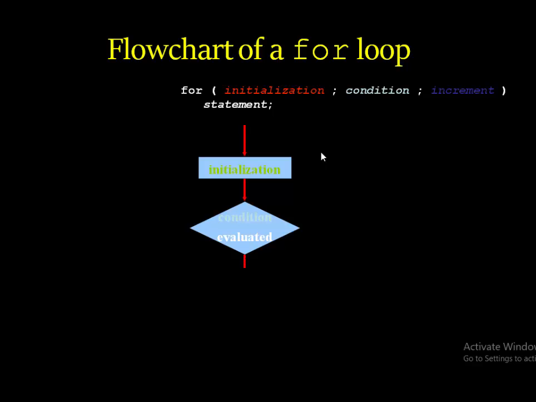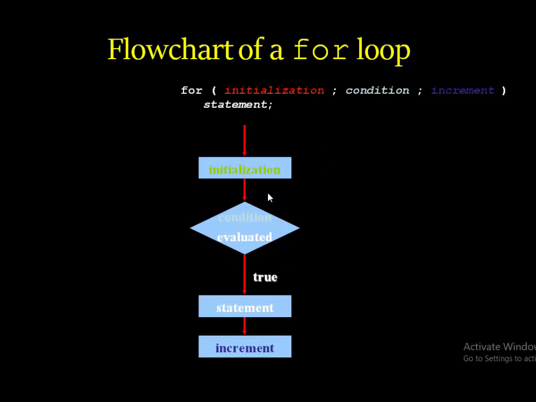Okay, flow chart. This is the flow chart of the for loop. This is the initialization, then the condition is evaluated, and if true the statements are executed, and then the increment, if it is a post increment. Again it will check the condition. Initialization is only once. After incrementing it will check the next condition until the condition becomes false. Once it is false, the statements after the body of the loop will be executed.